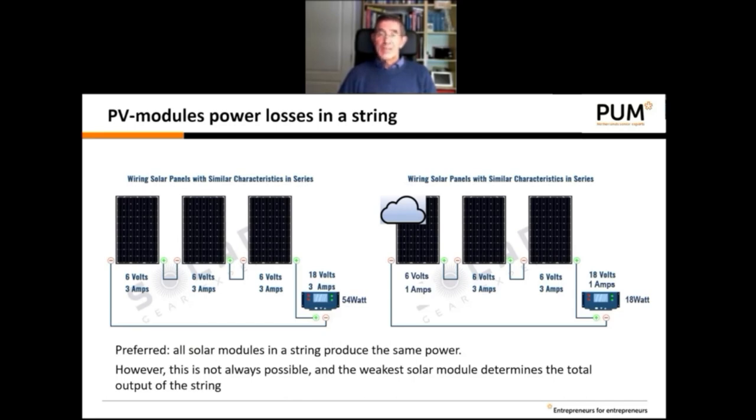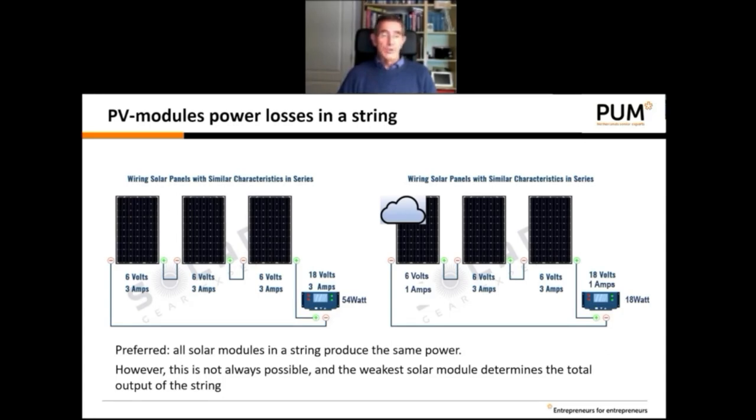On the right side, we see that one panel is exposed to clouds. Although it still has 6 volt, the current drops to 1 amp because it cannot produce enough current. So in this case, the 3 panel modules connected in series is 3 times 6 volt, still 18 volt, but the current is 1 amp because the weakest module determines the output current. And in this case, the output power from this string is 18 watt.